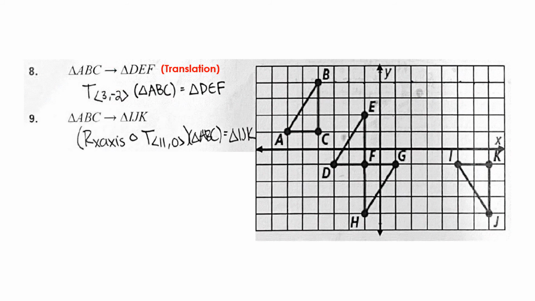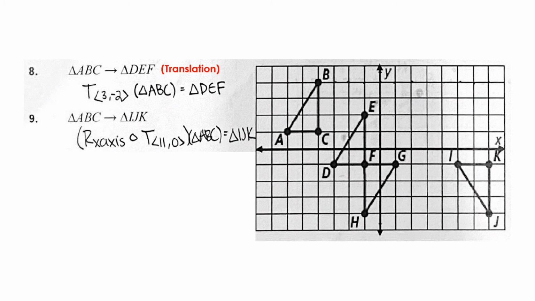Number 9, we're taking ABC and we're moving it all the way over to IJK over here. So the simplest, kind of most direct way to do this is to move it in the positive x direction 11 units. So 1, 2, 3, 4, 5, 6, 7, 8, 9, 10, 11, and your C ends up there. And then you just reflect or you flip everything over the x-axis.